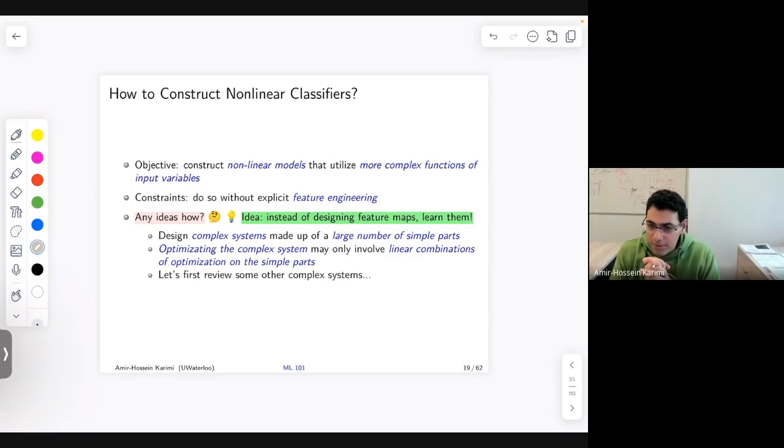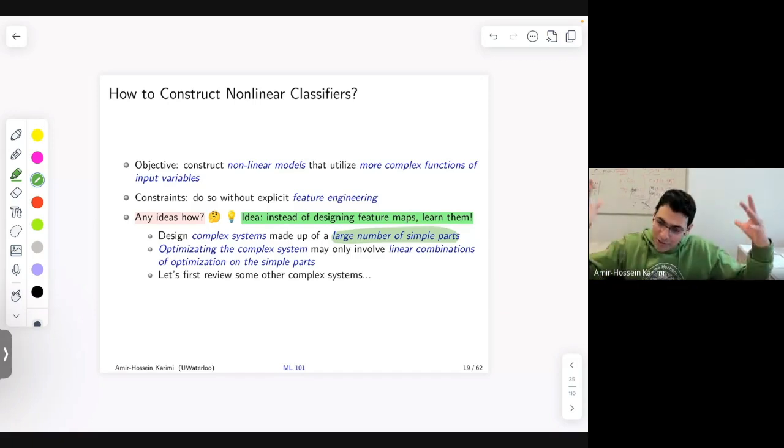We're going to design complex systems, and the way that we're going to design these complex systems is that we're going to assume they're made up of a large number of simpler parts. You can imagine a neuron being a simpler part of a much more complicated neural net. We're going to optimize the complex system, and then we're going to see that it's going to involve linear combinations of each of those little parts.